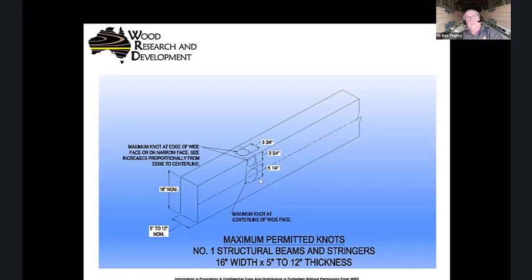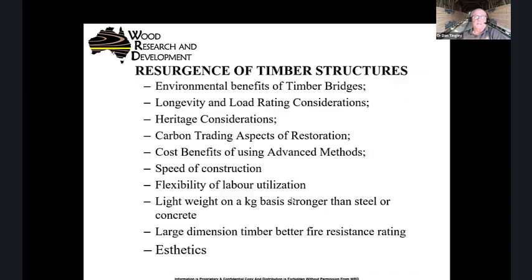So in a dimension timber piece, typically the big knots are in the compression side. So dimension timber girders have an upside down. I didn't know that. No one taught me that when I went through school. So there's a bigger knot allowance on the compression side than on the tension side.